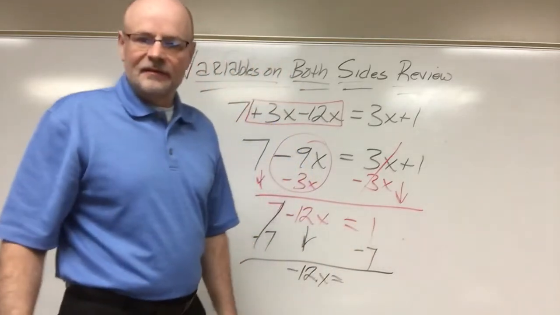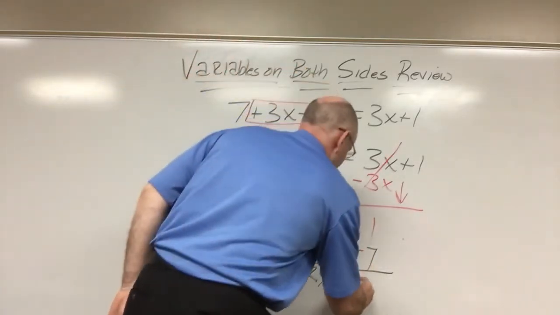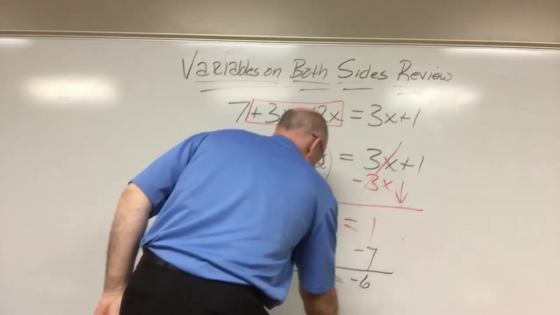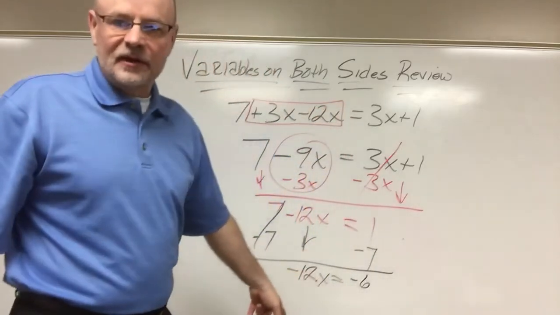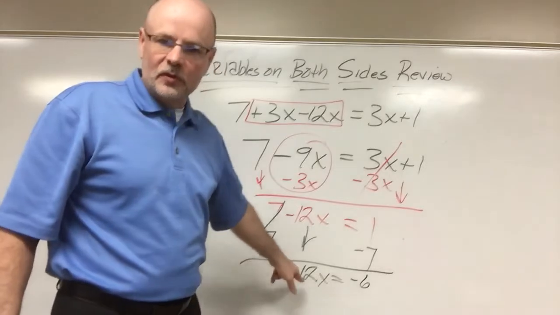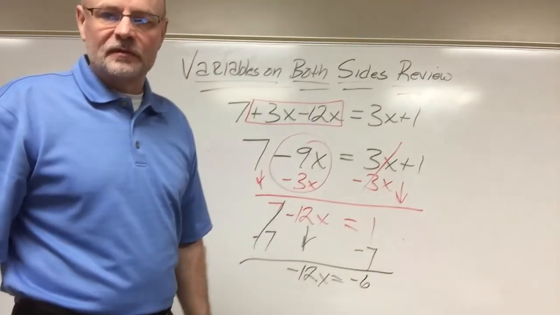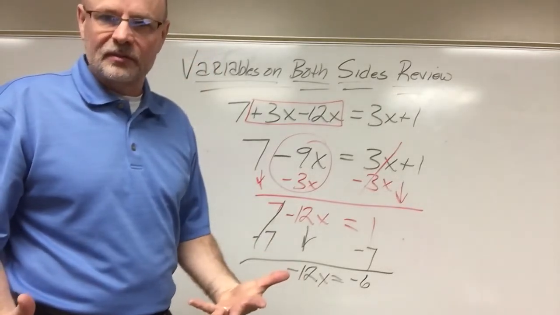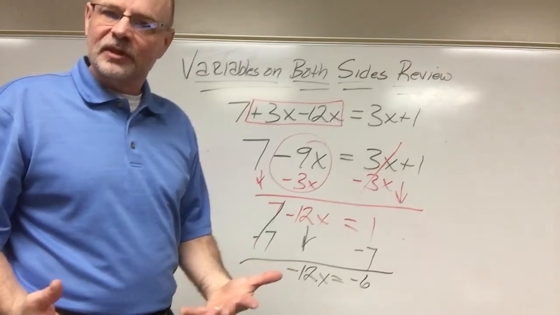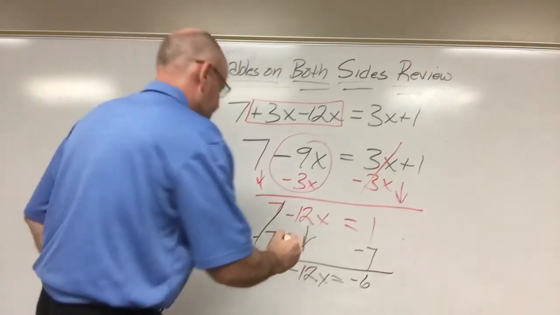And then 1 minus 7 is a negative 6. And then my last step is just to divide by the number, or the coefficient, in front of x. It's negative 12. So I'm going to divide both sides by negative 12. And you know what? Sometimes it's okay if you get a fraction.